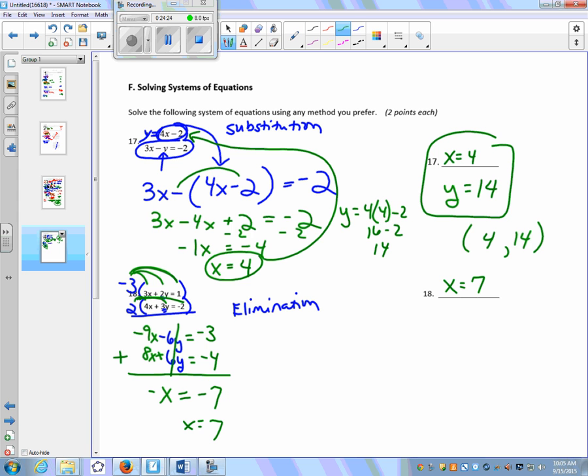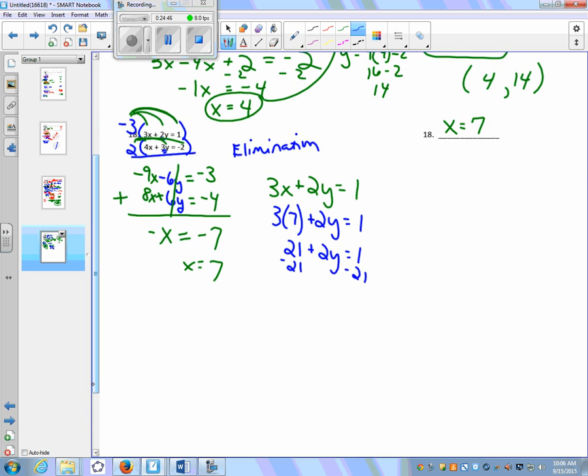So if x is 7, we have to figure out what y is. I can take either of these equations. I'm going to use the first one. And I'm going to plug in x is 7. So 3 times 7 plus 2y equals 1. That's 21 plus 2y equals 1. Subtract 21 from both sides. And I get 2y equals negative 20 and y equals negative 10. So your final answer should be 7, negative 10.